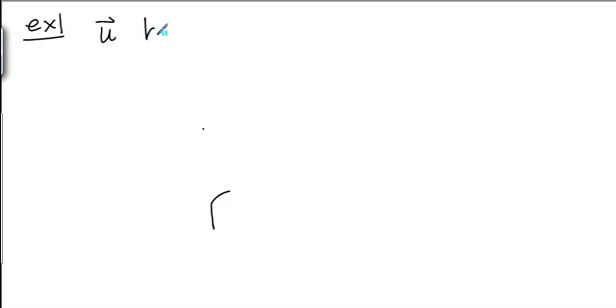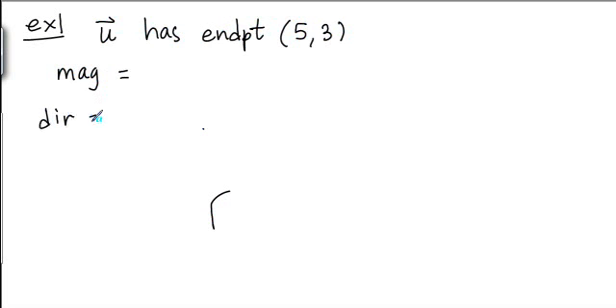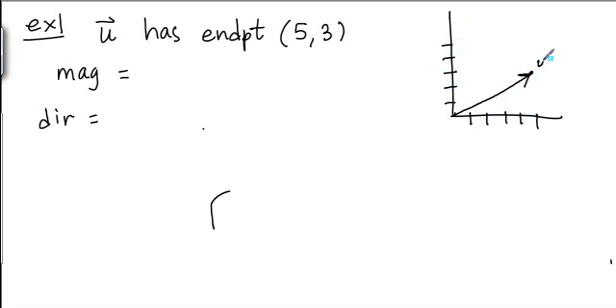So vector u has endpoint 5, 3, and I want to find the magnitude and direction. First thing I want to do is draw 5, 3. So I'm going over 5, 1, 2, 3, 4, 5, and up 3. So that is my vector u.